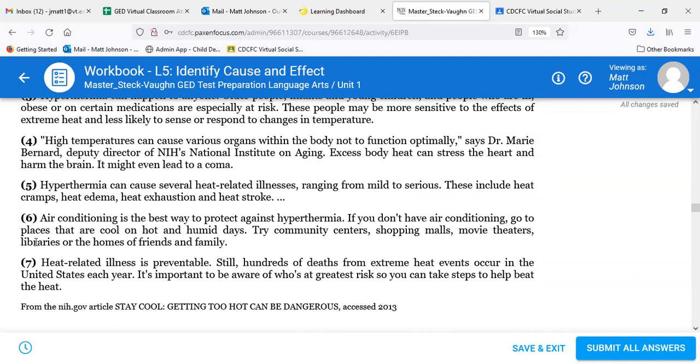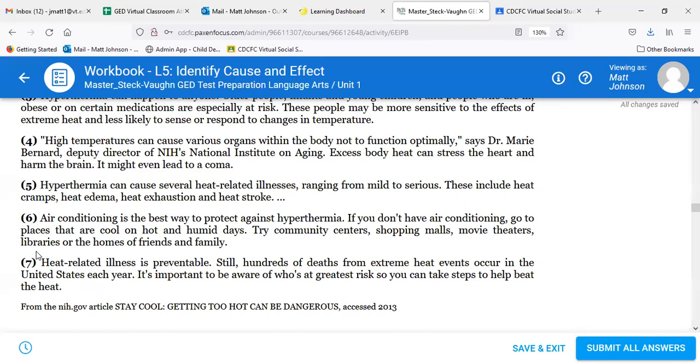Air conditioning is the best way to protect against hyperthermia. If you don't have air conditioning, go to places that are cool on hot and humid days. Try community centers, shopping malls, movie theaters, libraries, or the homes of friends and family. Heat-related illness is preventable. Still, hundreds of deaths from extreme heat events occur in the United States each year. It's important to be aware of who's at greatest risk, so you can take steps to help beat the heat.